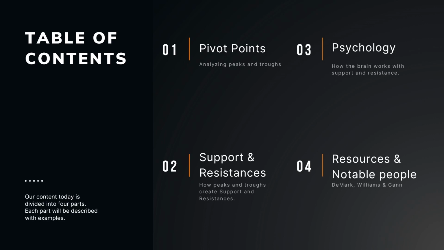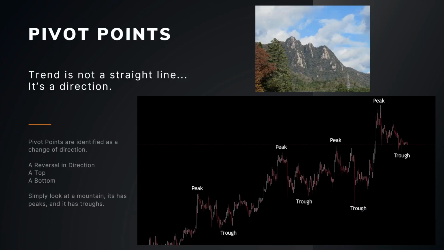DeMark, Williams, and Gann kind of had a similar idea of how to identify pivot points. So the fact is, in a trend or a range, you have peaks and troughs. Pivot points are identified as a change of direction, right? So these peaks and troughs in this photo are a change of direction. That's all that is.